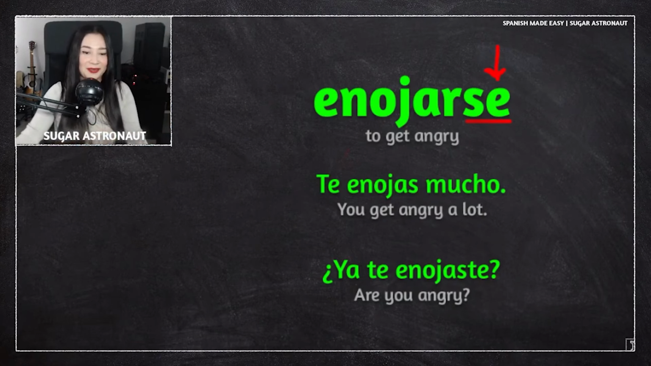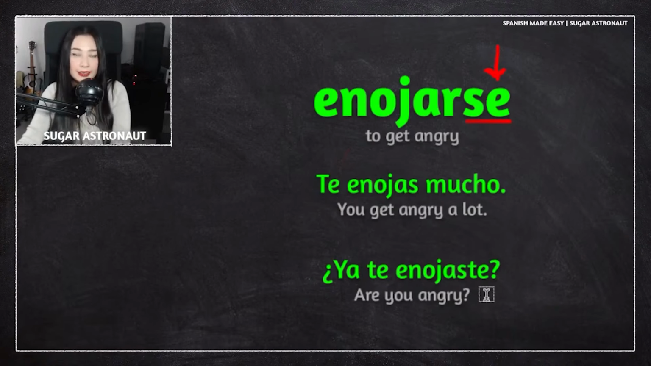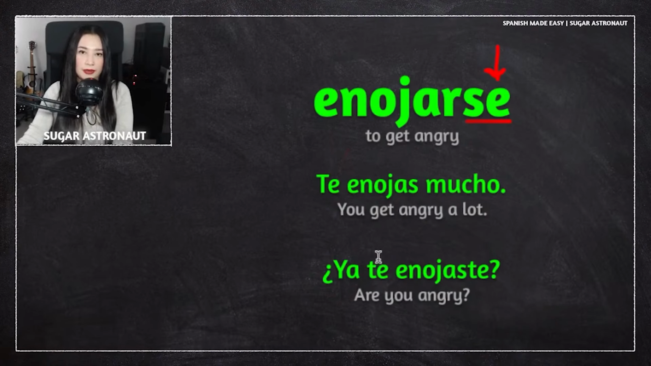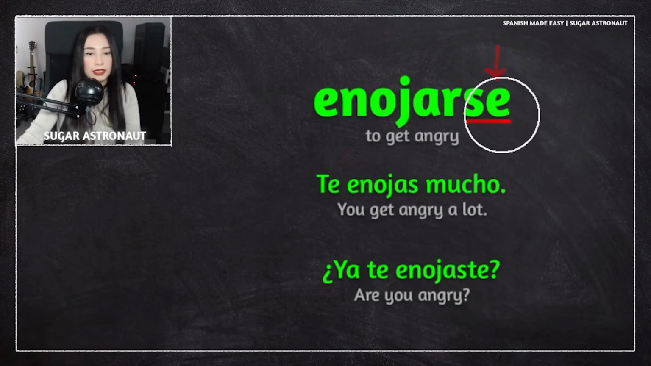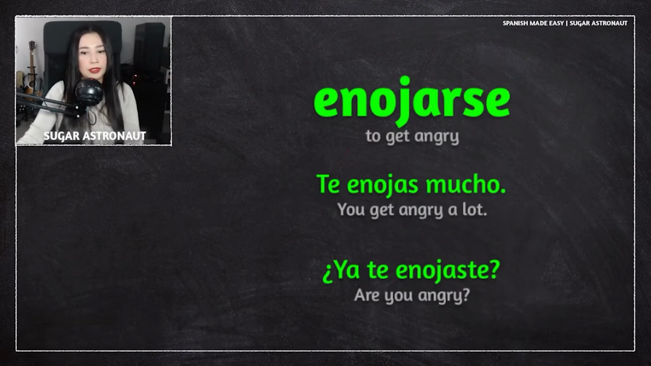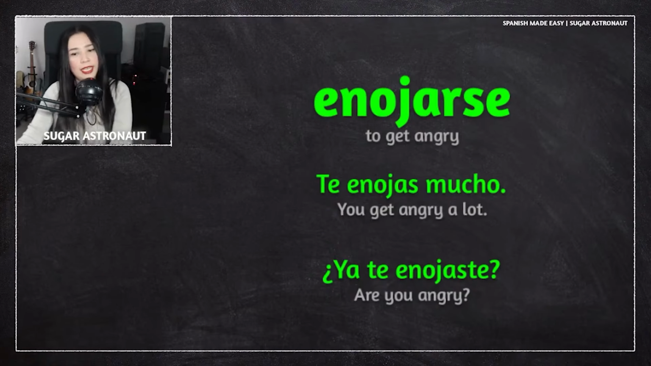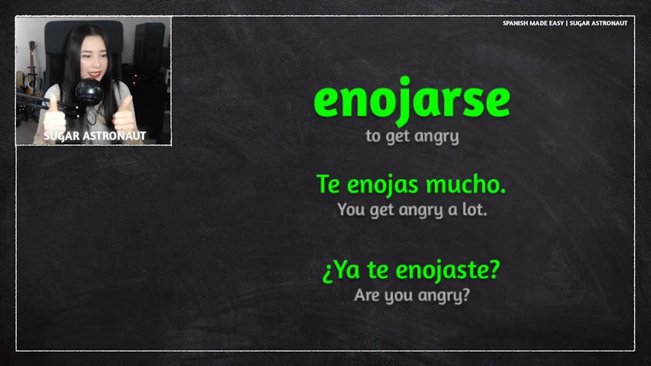It's a good question to learn for sure. If you see someone angry and you want to ask them, are you angry? Ya te enojaste. So enojarse means to get angry, to get mad. If you're talking about making someone angry, you can also use this verb for that situation specifically. This is a very good verb to learn because it's common. People get angry. I hope you don't get angry too often. I hope you never get angry, because getting angry is not good for you or anyone around you. So let's be happy. Seamos felices.